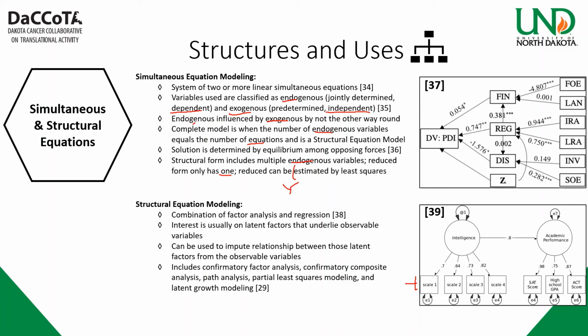And you want to impute relationships between these latent factors and then from these observable variables. And there's a lot of different types. This is sort of a broad class of things. We can have things like path analysis, partial least squares modeling, etc. So that's kind of what we have here.